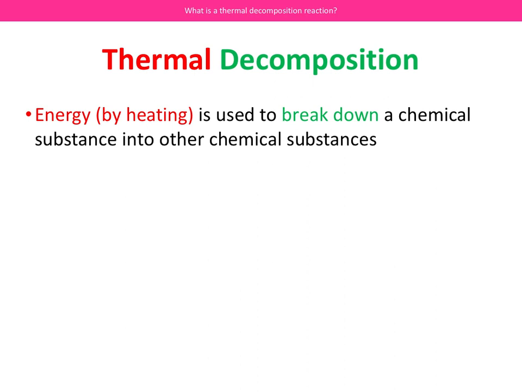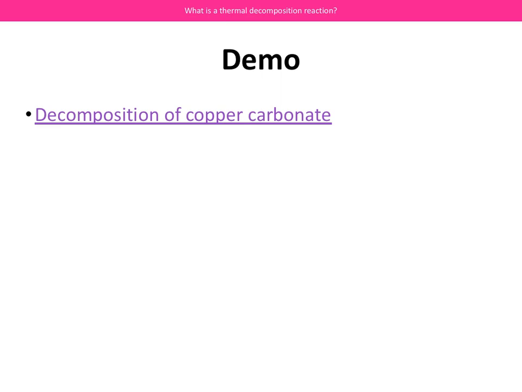That's the decomposition part. So we've put together these two words, thermal, which means basically heating in this context, and decomposition, which means breaking down into simpler parts. So a thermal decomposition reaction is one in which we heat a substance and it breaks down into simpler substances or simpler chemicals. So the classic example, or a classic example, is the decomposition of calcium carbonate.